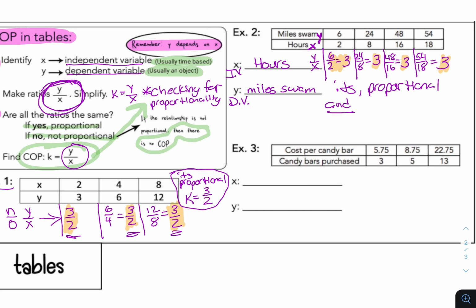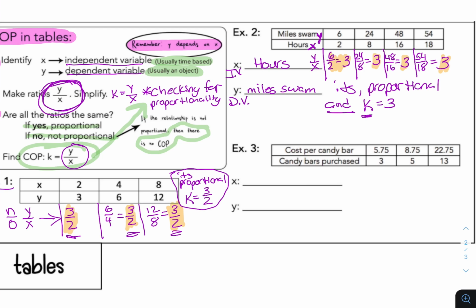And k equals 3. So not only do we know it's proportional, but we know the constant of proportionality, also known as k, is 3. If you're feeling confident, go ahead and give number 3 a shot. If you're not, stay here with me.